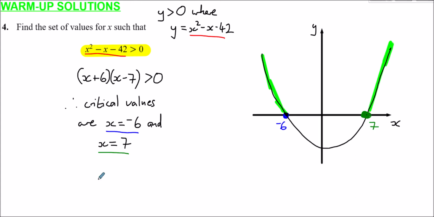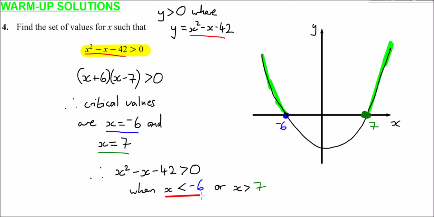So therefore, x squared minus x minus 42 is greater than 0 when x is less than minus 6. Or we can also have it where x is greater than 7, which we had here. And those are our two solutions.